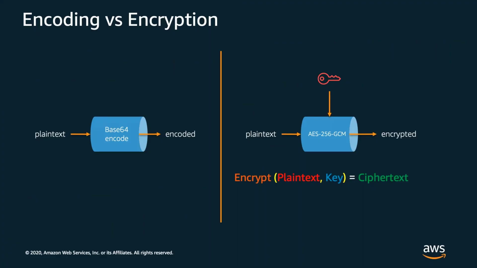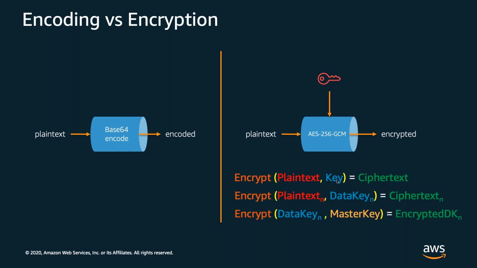So if you were to encrypt multiple plain text values with the same key, the key then becomes really important. So we introduced the concept of data key or data encryption key, which is every plain text has its own key to encrypt with. And to protect the data key, we use a master key to encrypt the data key with and store both the encrypted data key and the ciphertext together. And this is known as envelope encryption.